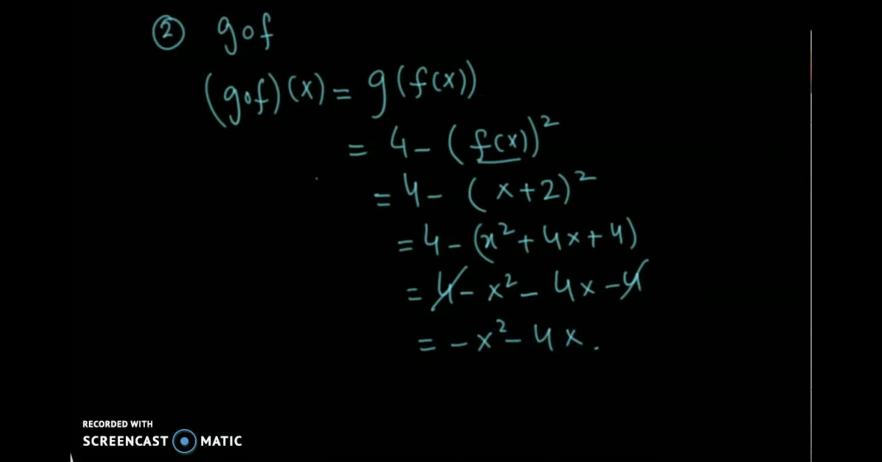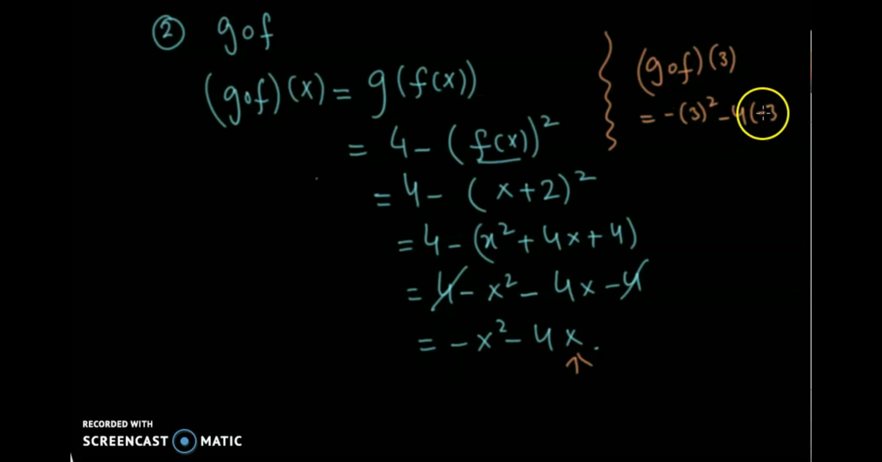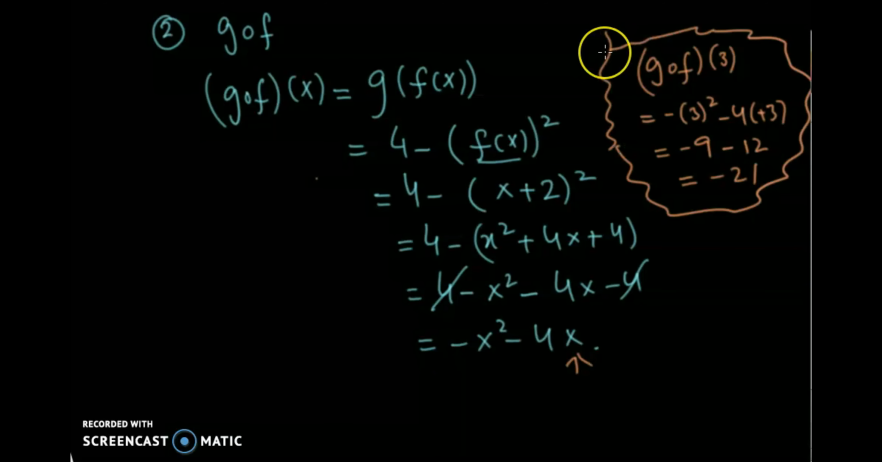Then we were asked to find out what is g of f of 3, let's say. So you just need to put 3 in place of x. So you will get minus 3 square minus 4 times 3. So this is going to be minus 9 minus 12, which is minus 21. I hope that makes good sense to you.